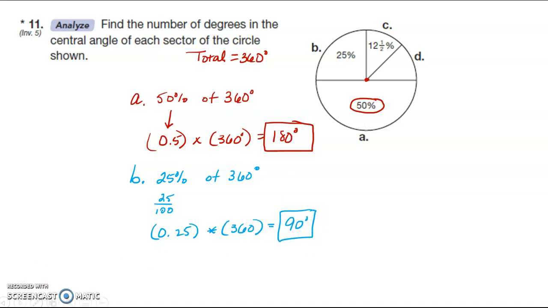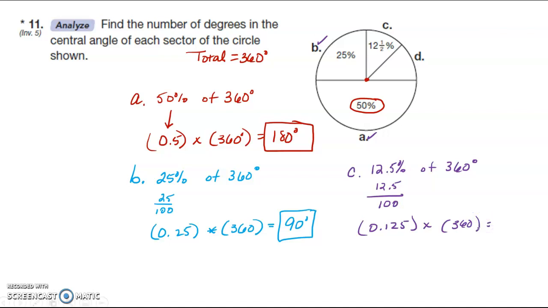Here we go. So we've done A, we've done B, let's do C. We have 12.5% of 360. So 12.5 over 100 gives me 0.125 times 360. That I don't know by heart. I think it's 45 though. Should have just gone with my gut.